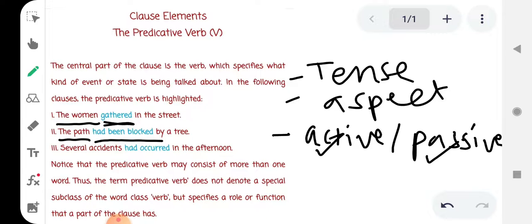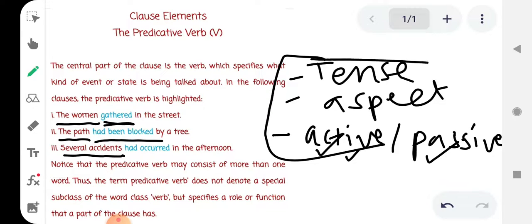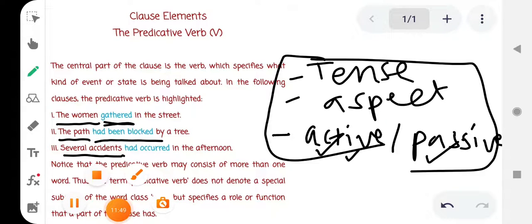Okay. And the third sentence, several accidents had occurred in the afternoon. Again, this is the active voice. Passive and active, this is indicated by the verb. This is one of the important things about the verb.